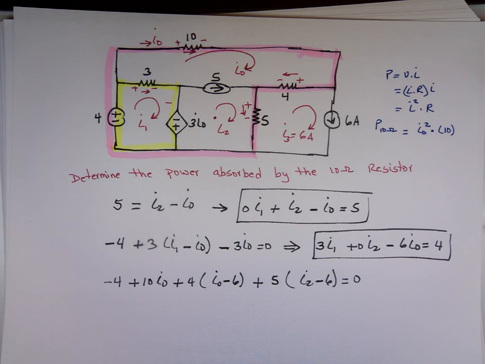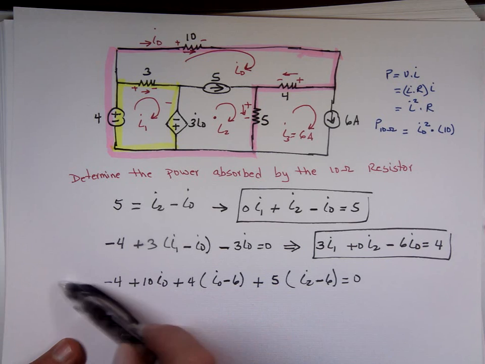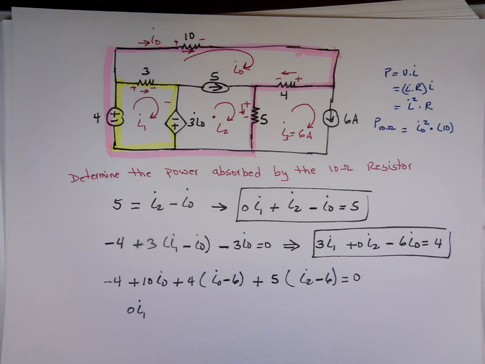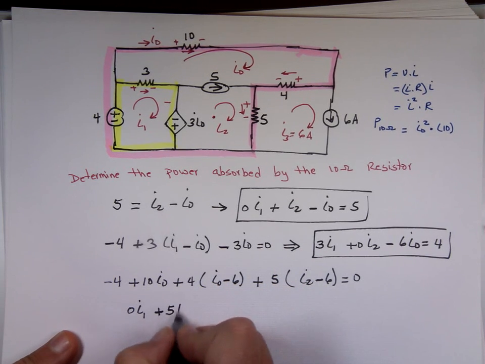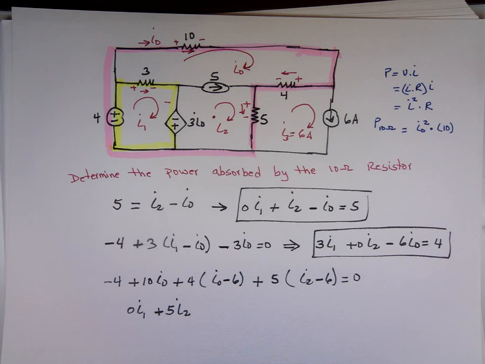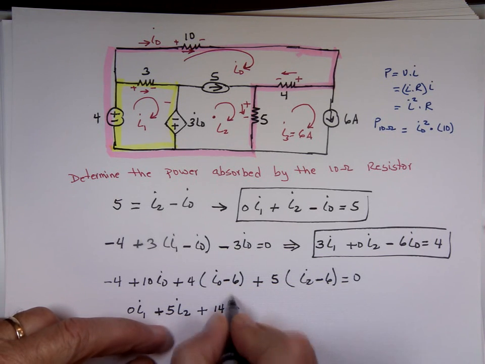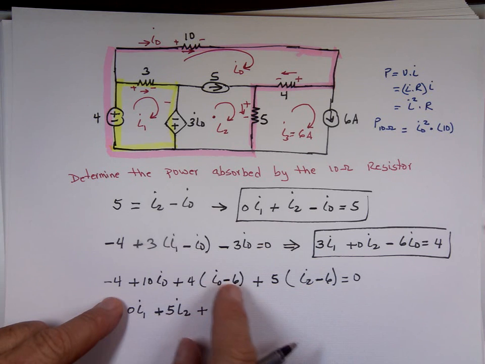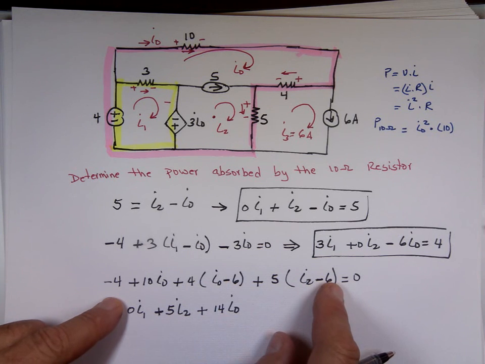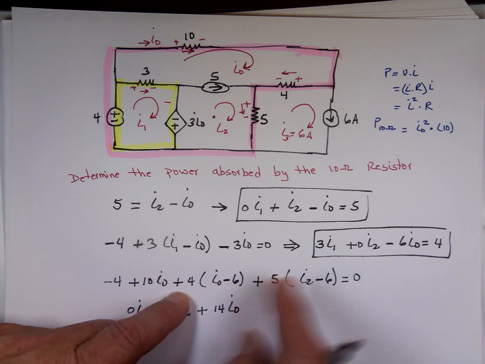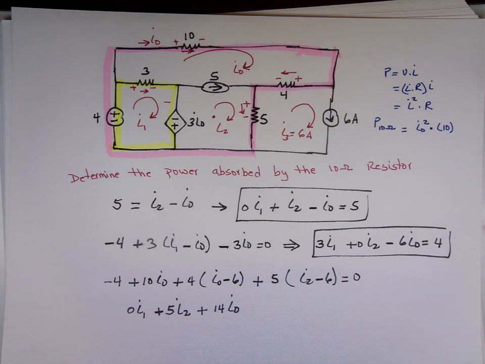So I don't see any I sub 1, right? That's a 0 I sub 1. Let's see I sub 2. I see a 5 of them. I sub O, 14 I sub O. Now let's look at that number. This is negative 24 and that's negative 30, right? Negative 24 and negative 4, negative 28. And negative 30, is that negative 58? When you move it to the right side, that's plus 58.